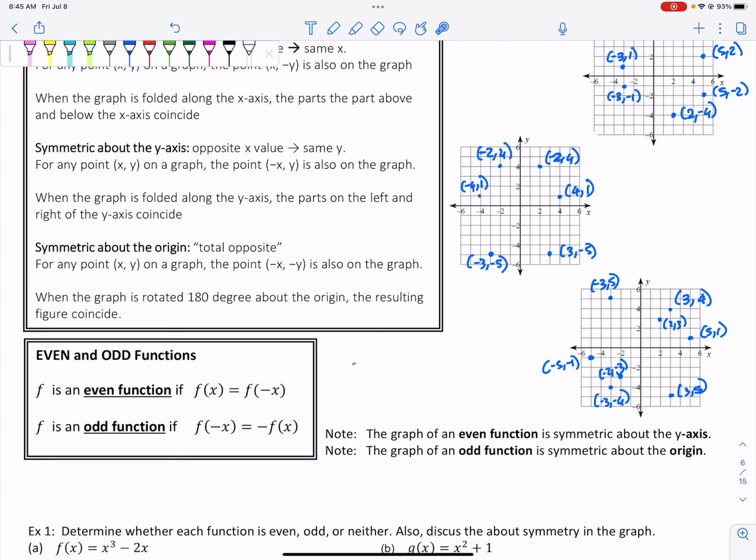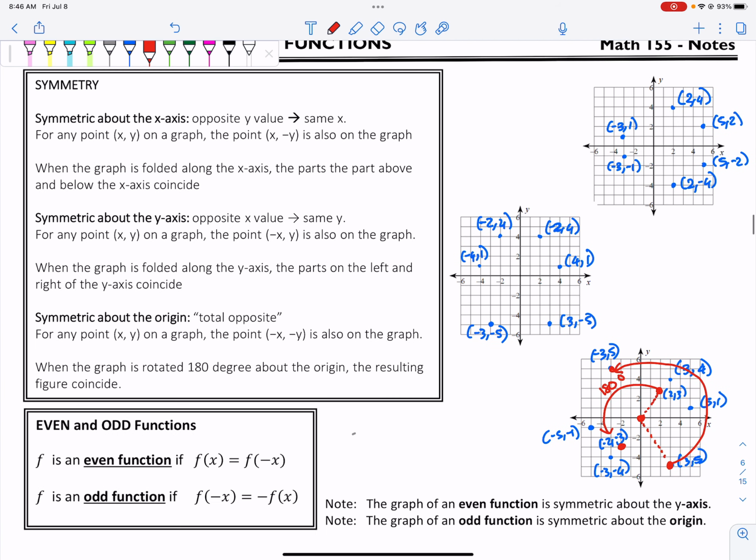Okay. Another way to see this is when the graph is rotated 180 degrees about the origin, the resulting figure coincides. So for example, if I were to take this point and rotate it 180 degrees about the origin, the points will coincide. So if I were to take this point, (3, 5), and then rotate it 180 degrees, the points will match up.